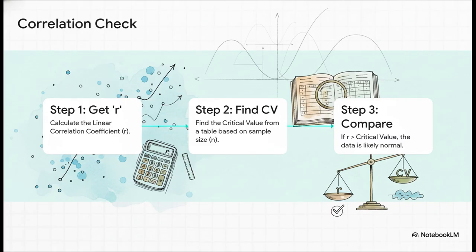First, you calculate a number called the linear correlation coefficient. We just call it R for short. And it's basically a score for how straight your line of dots is. Second, you look up a benchmark number, which we call the critical value, from a special table. And finally, you just compare your number to the benchmark number.